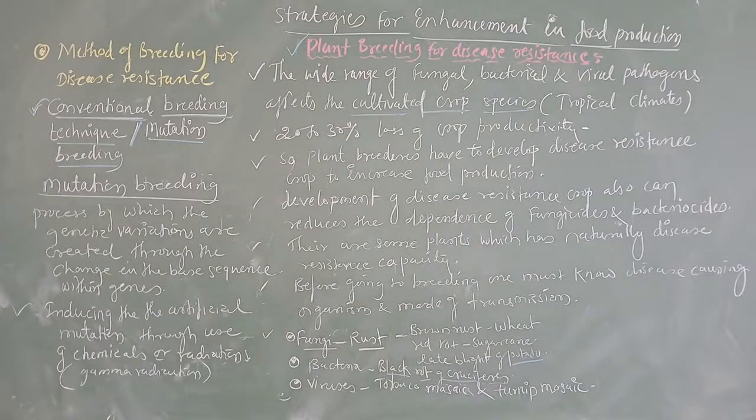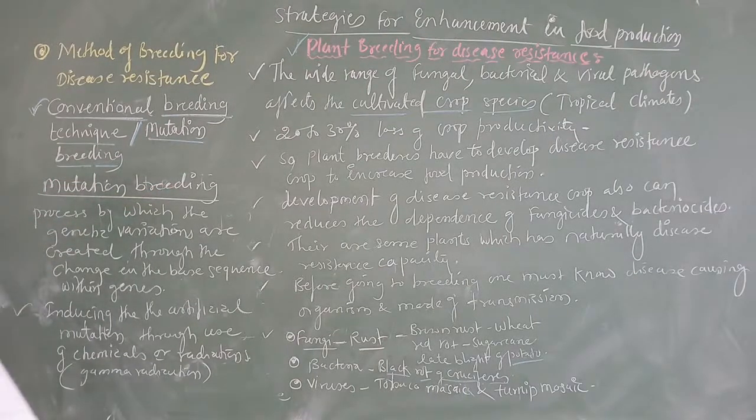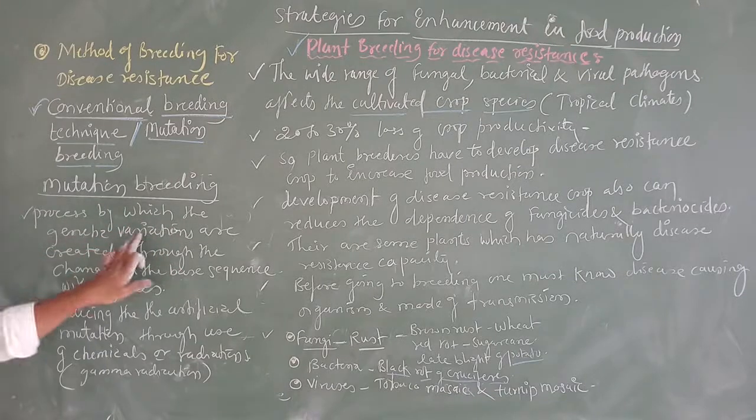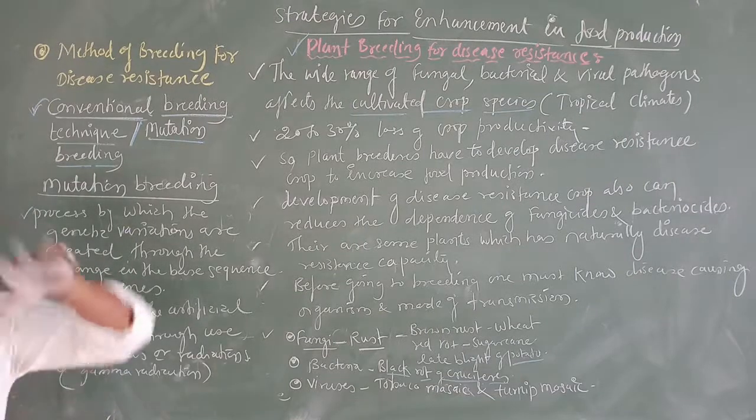Next, after the conventional breeding technique, we study mutation breeding. As I mentioned, mutation means a sudden change in the genetic makeup. Mutation breeding is nothing but the process by which genetic variations are created using mutation. Using that process, we create new varieties.